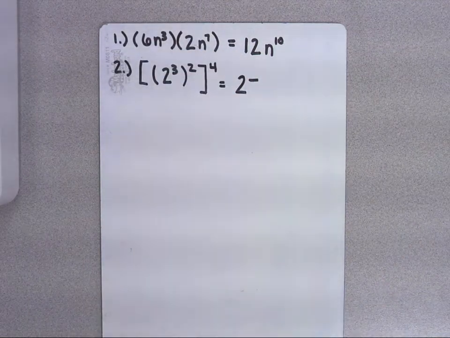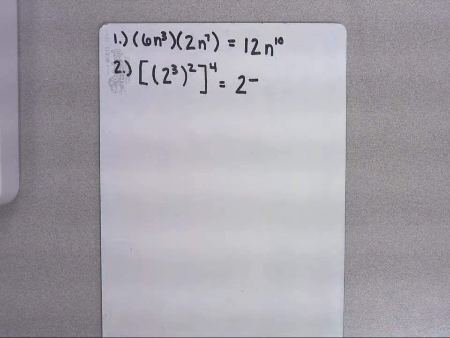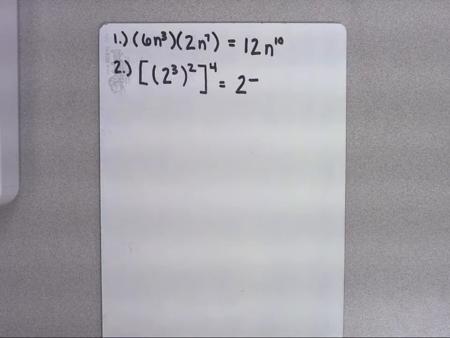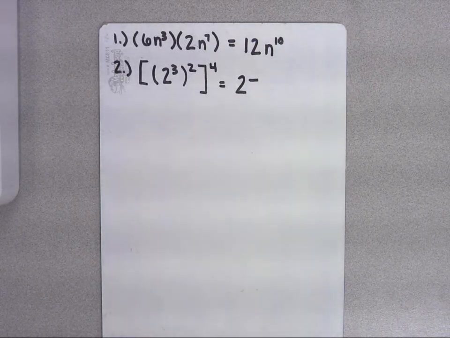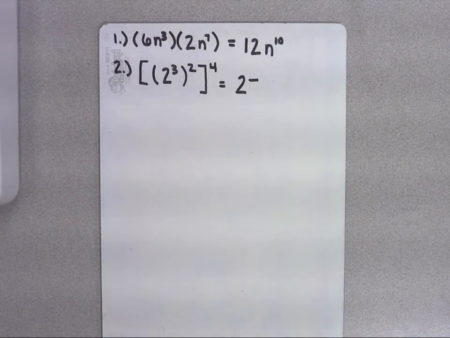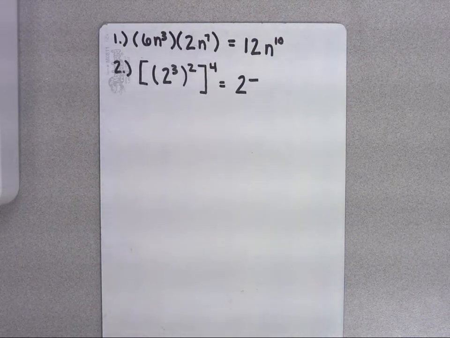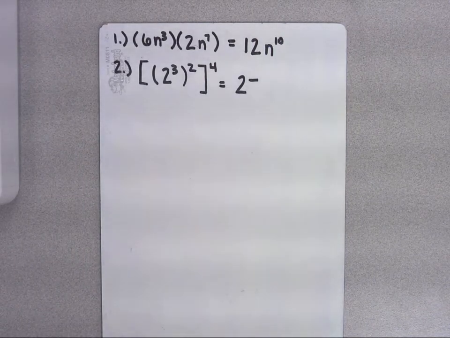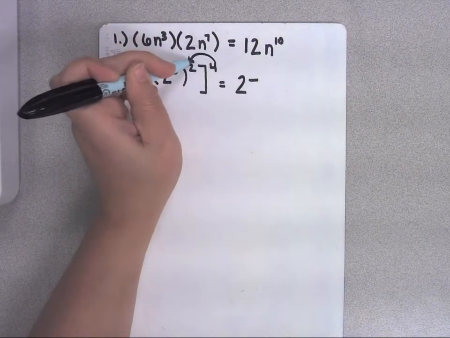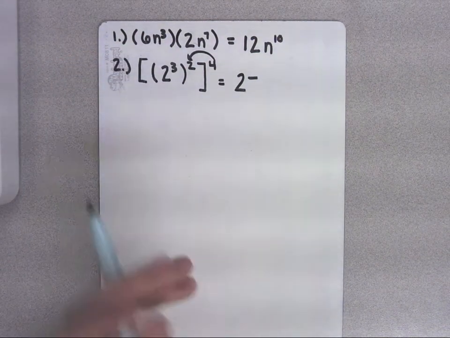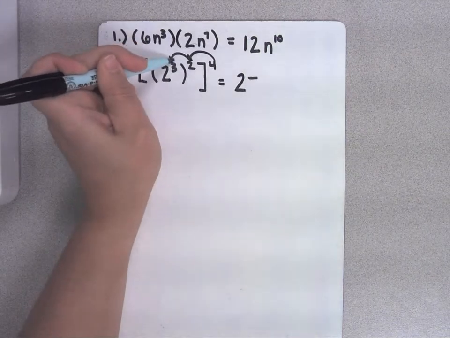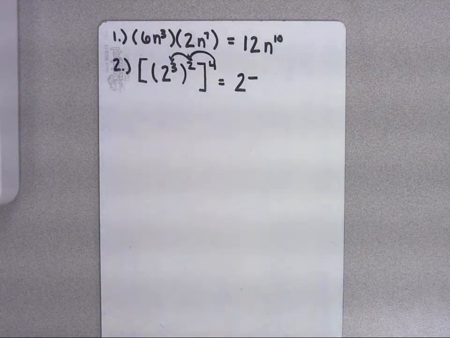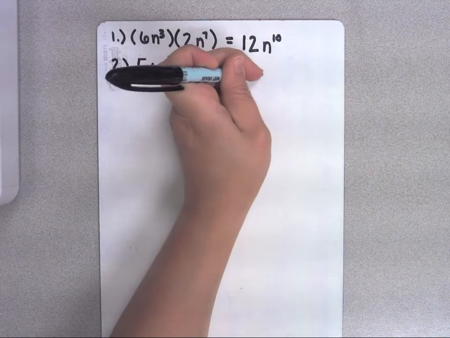So what are we doing? What are you doing right now to figure this out? Power. So what are we doing? Yeah, so we're taking 4 and we multiply it by 2, and we take that answer and multiply it by 3, so that's 2 to the 24th.